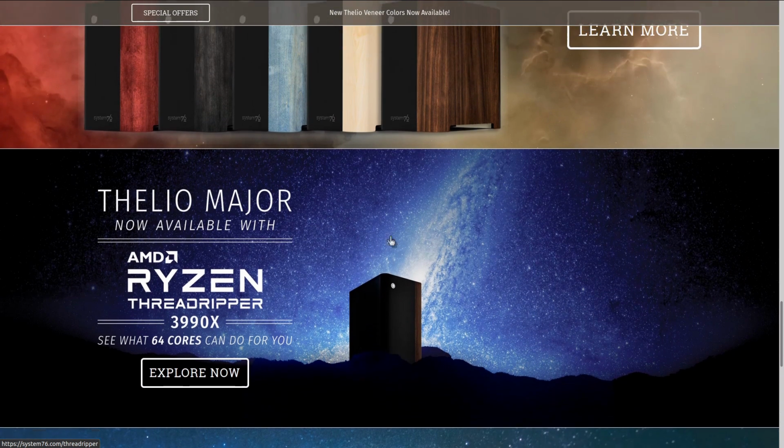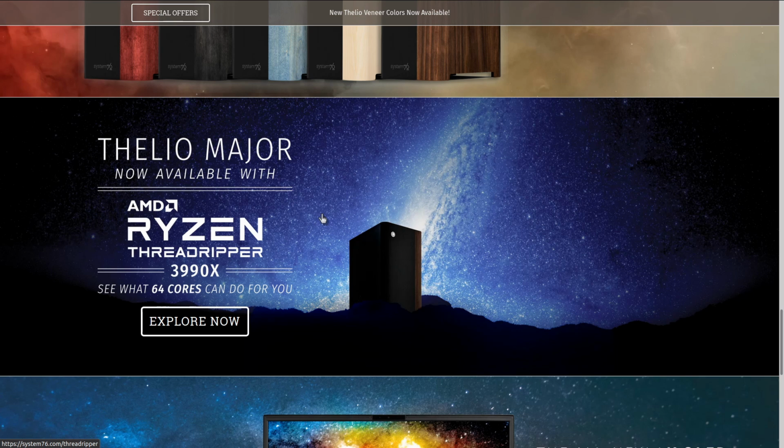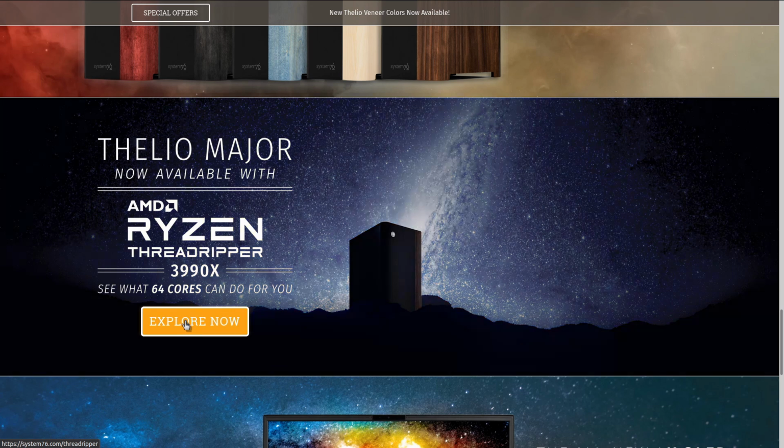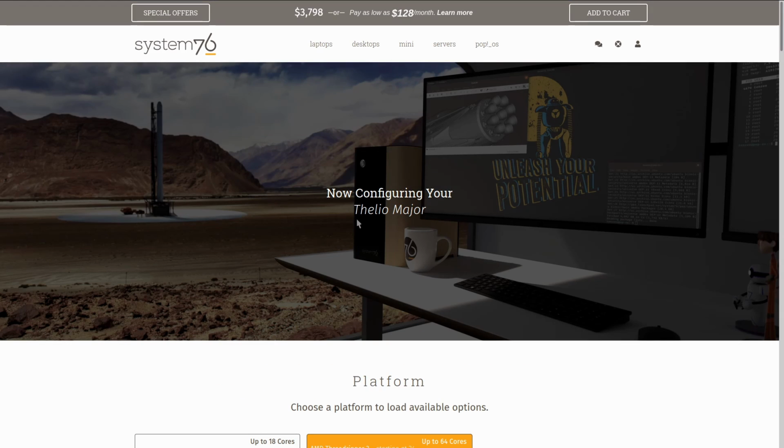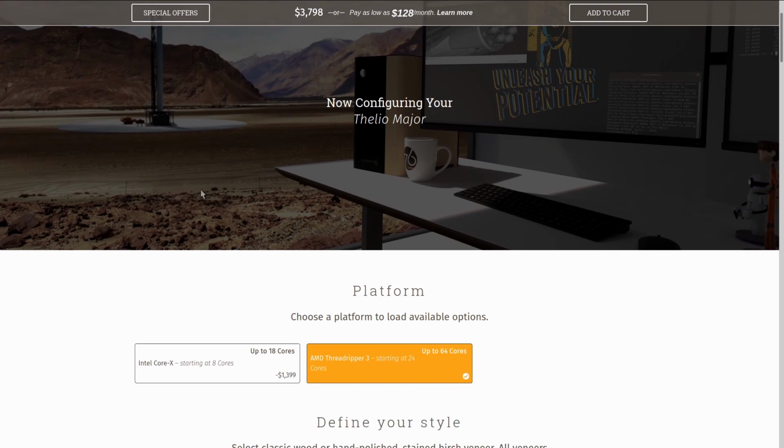So since we're trying to build the most expensive thing we can, I'm going to go with the Thelio Major and hit explore now. Let's go ahead and design and buy this thing. I'm not going to actually buy it, of course, because my guess is this thing's going to be over 15 grand easily. So here we can configure our Thelio Major.